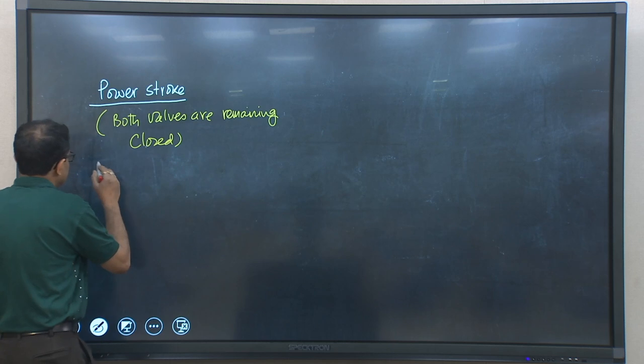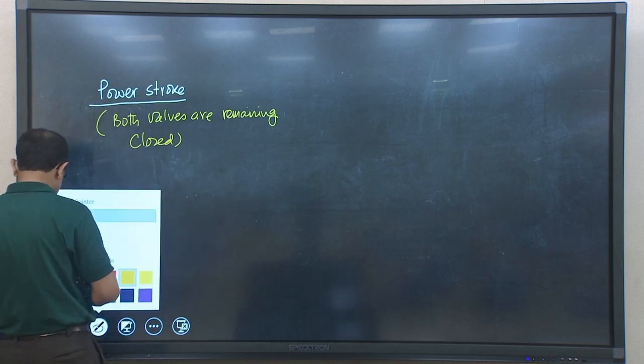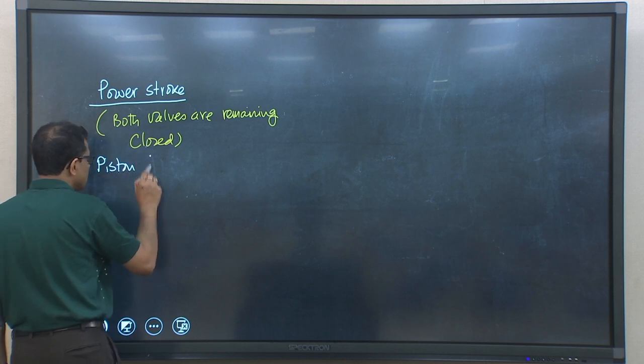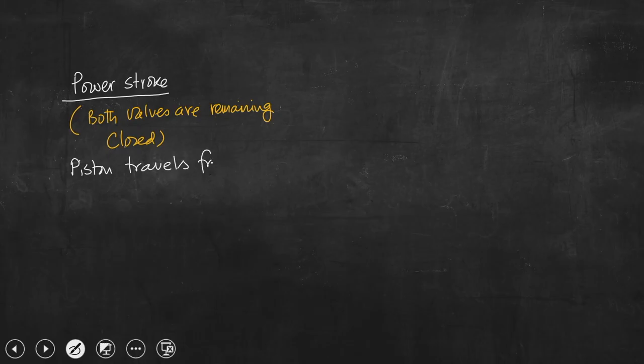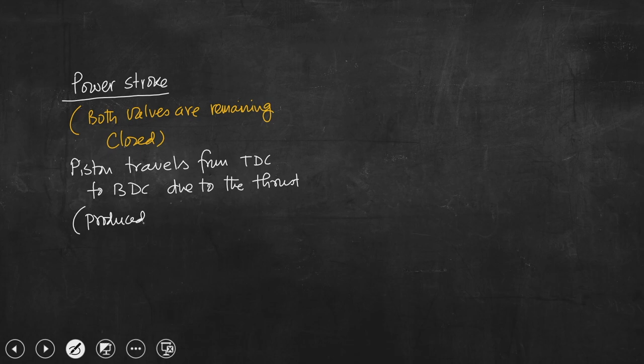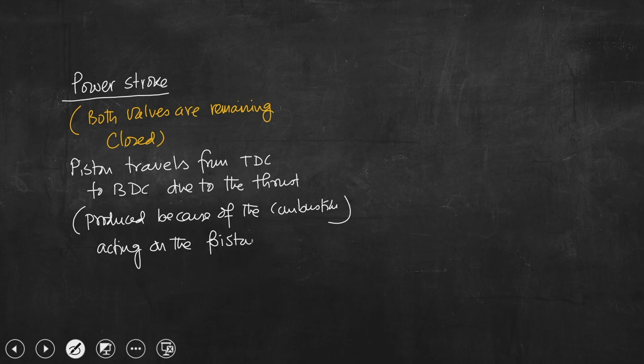So the power stroke is, let me write here, that the piston travels from TDC to BDC due to the thrust, I am writing produced because of the combustion, acting on the piston face.